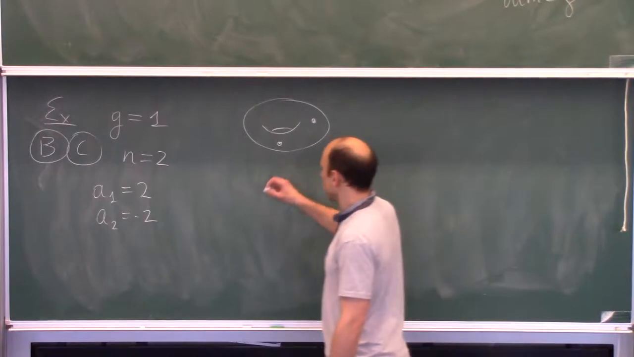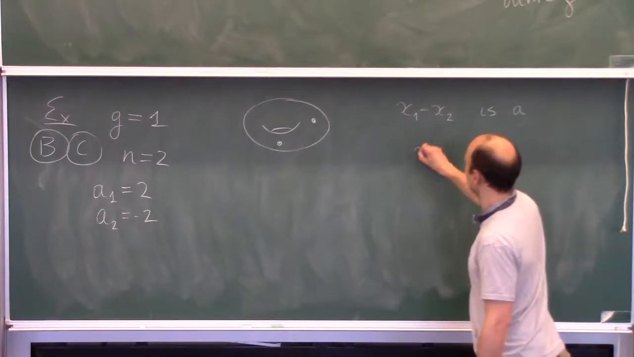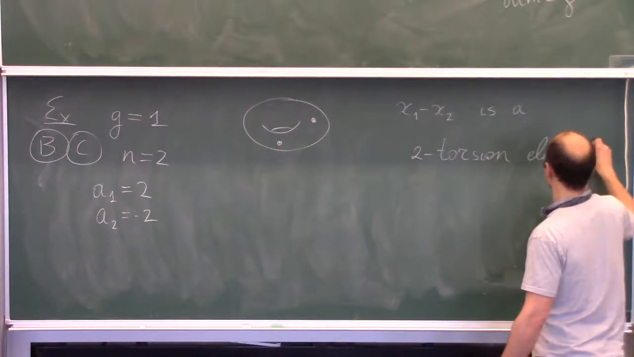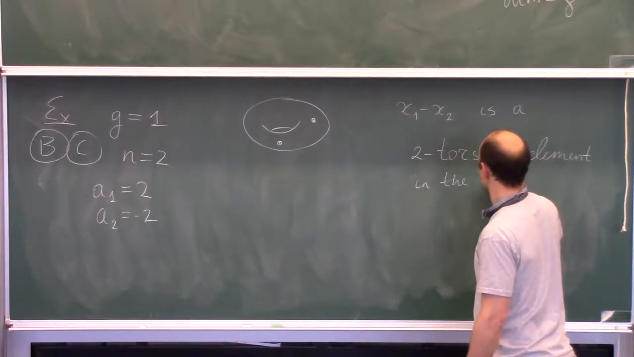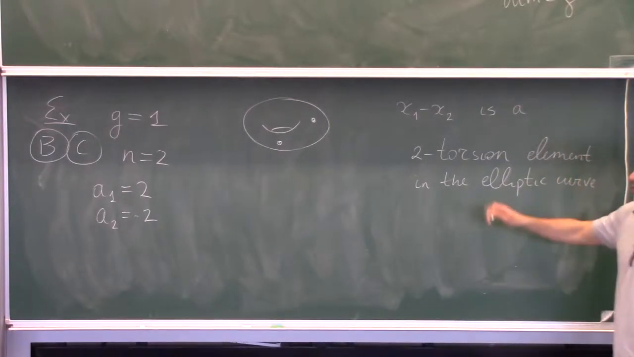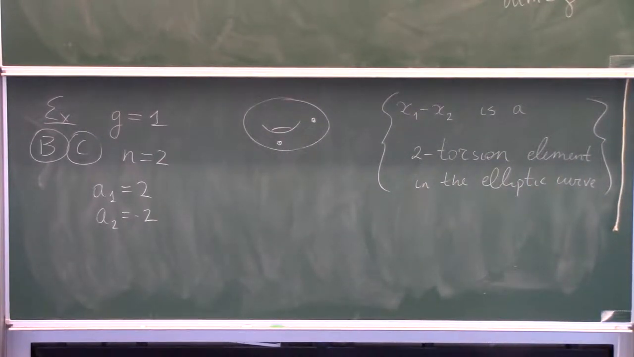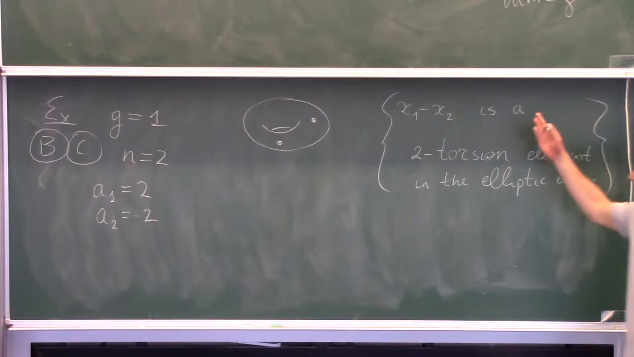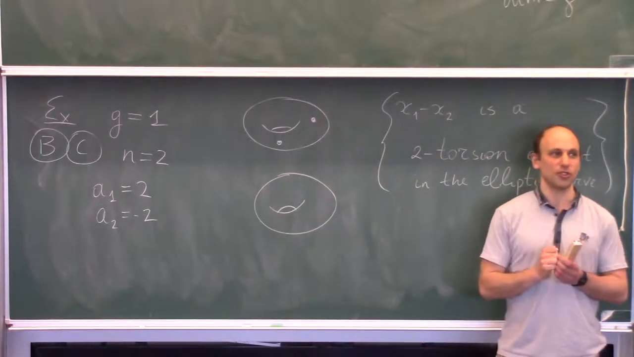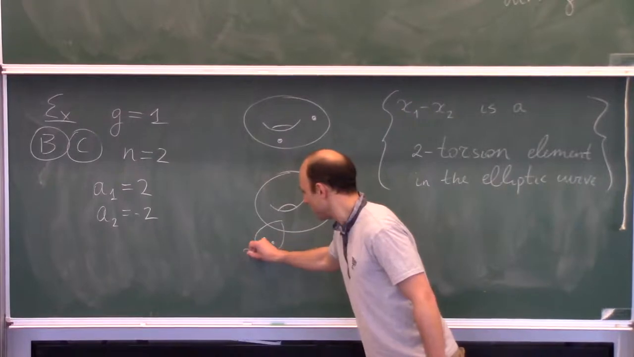Okay, so that means that x1 minus x2 is a two torsion element in the elliptic curve. This is the meromorphic locus in this case. And now you can see the catch, because a two torsion could mean that x1 and x2 are the same point. So for stable curves, that would mean that they bubbled out on a rational component.